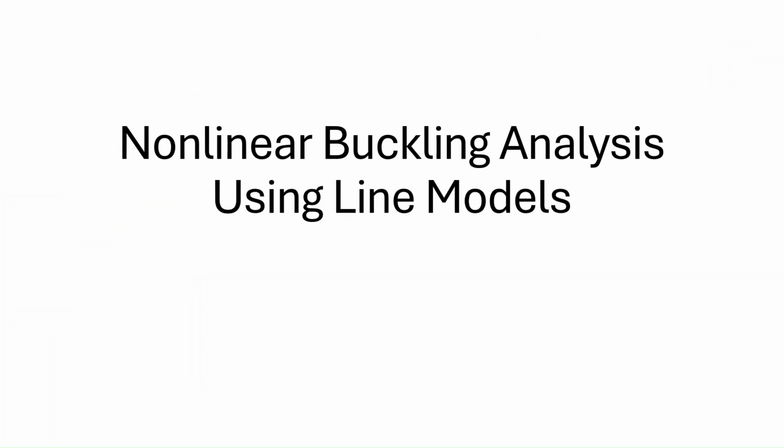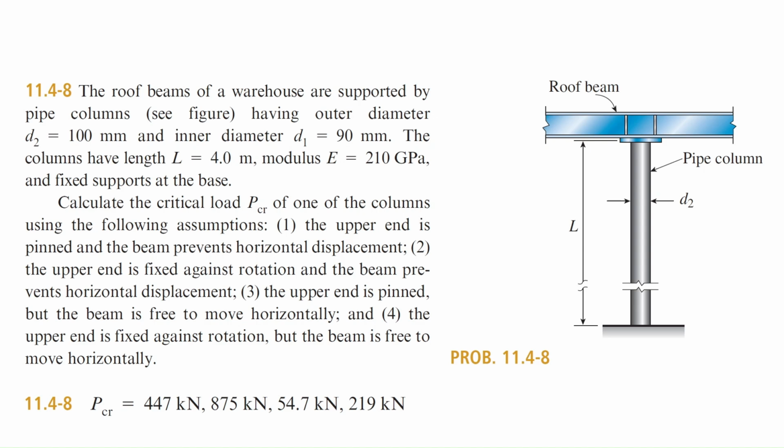In this video, we are going to look at nonlinear buckling analysis using line models. And we are going to look at this question: the roof beams of a warehouse supported by pipe columns. We know all the dimensions for the column, and the material is steel with modulus 210 gigapascals. The bottom of the column is fixed, and the top of the column is subjected to 4 different conditions.